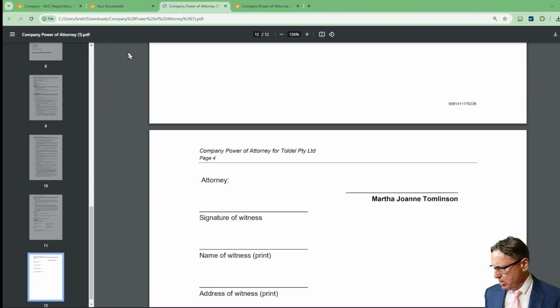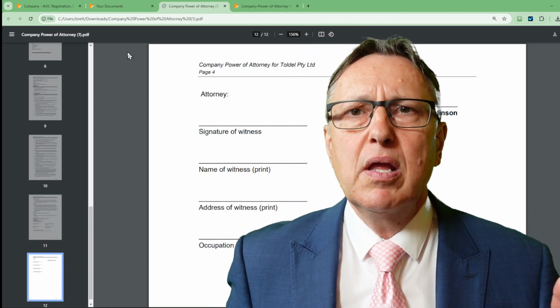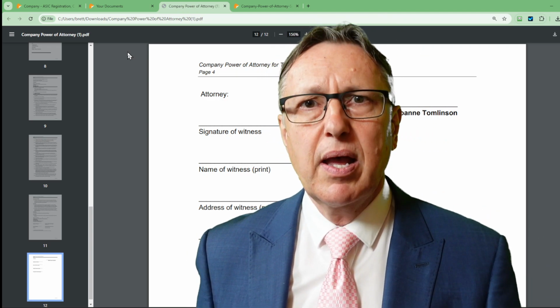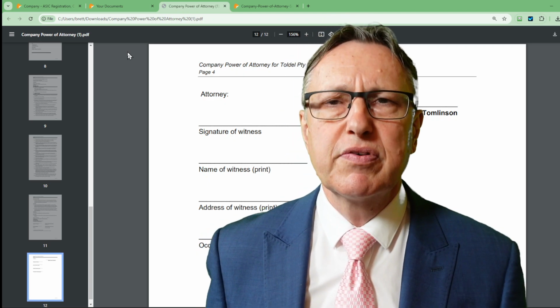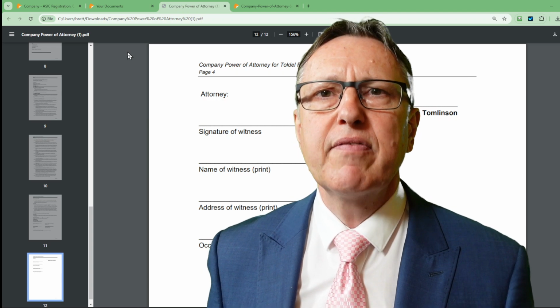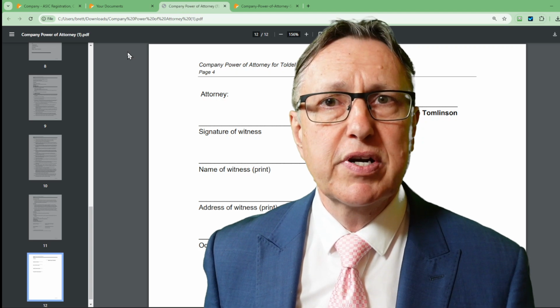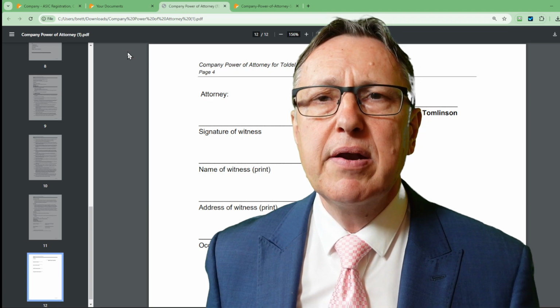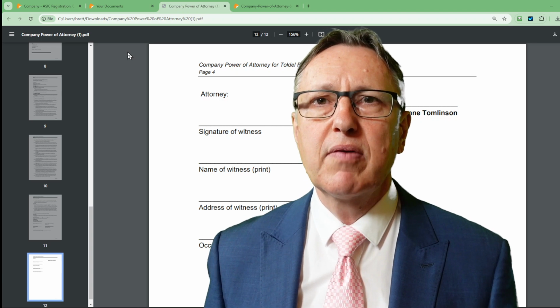Very important if you have a company which is a bucket company or is a trustee of a family trust. It makes no difference. You always should have a company power of attorney. Directors do go missing, or sometimes the directors can't be found to sign, and it will protect the company. It's best practice to have a company power of attorney.